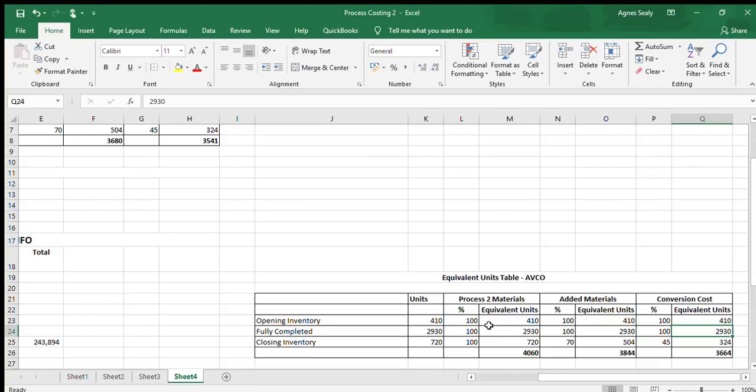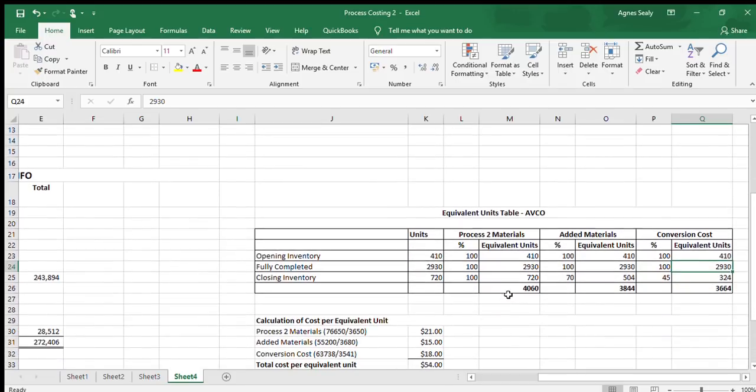So this is just the basic change. The difference between the FIFO equivalent table and the AVCO is that with the opening inventory, we are assuming that all the units were fully completed in the period. So if they're all completed, it's 100% with reference to those right across. Similarly for the fully completed unit, so only the first line of the equivalent unit will change.